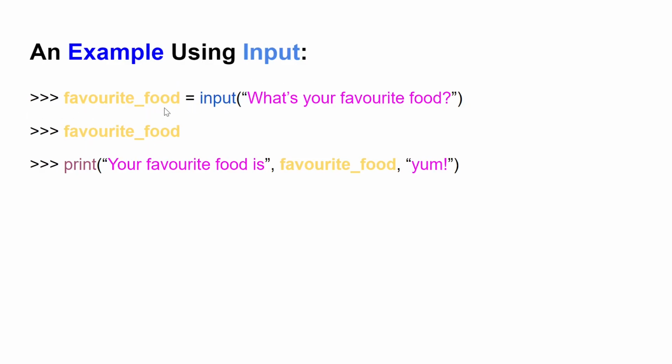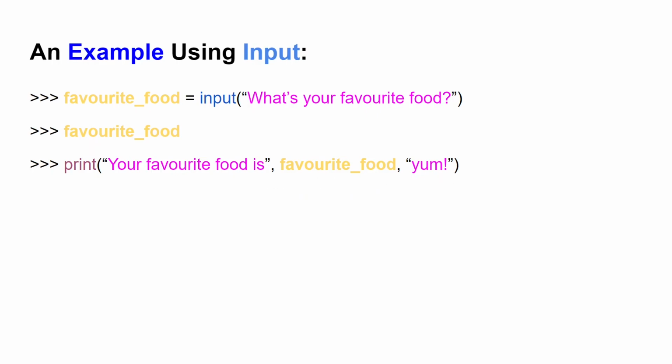Favorite food is equal to input. What's your favorite food? And then we can print the answer that we have written to this question. And then we can print a message which includes the answer that we have responded to in the question. So print your favorite food is, and then favorite food, whatever you have inputted, and then it will say yum.